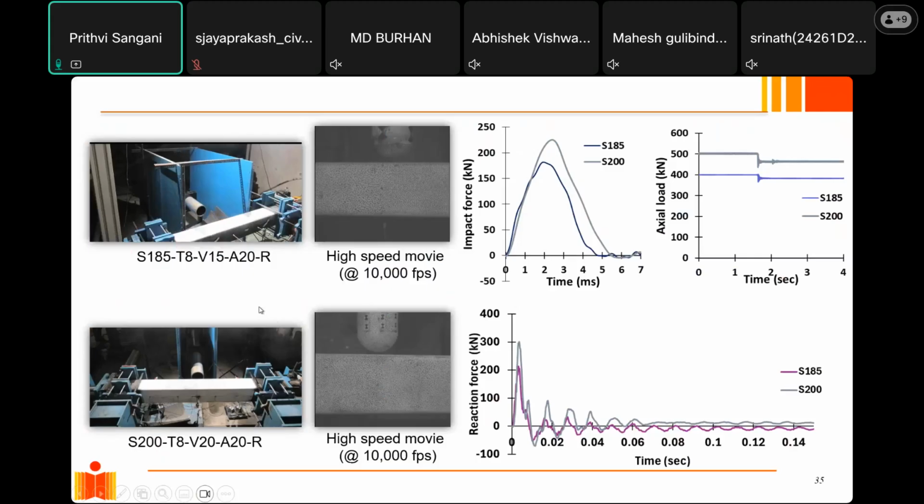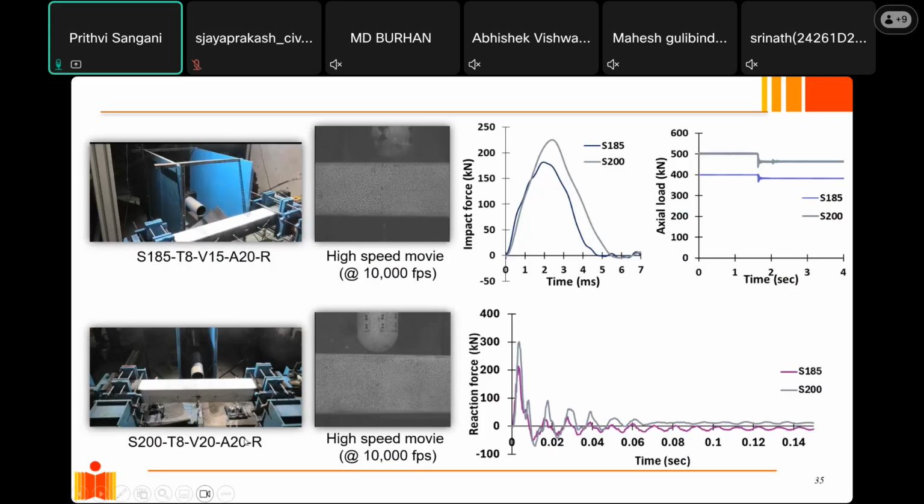It's very fast, but you can see it again. You see the barrel, the projectile is coming and hitting a structure here. You can see the high speed. This is a high speed camera. I captured the same event in a high speed camera at 10,000 frames per second. You can see it comes, it hits the column, and it goes back.